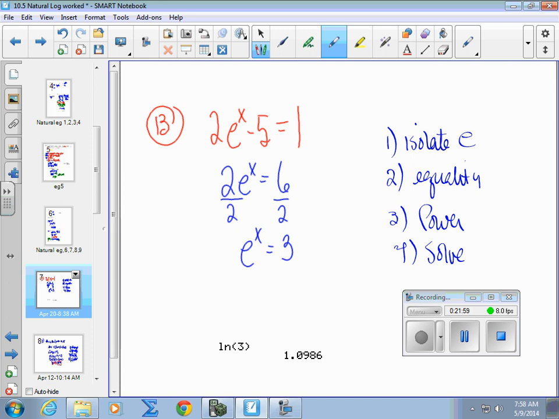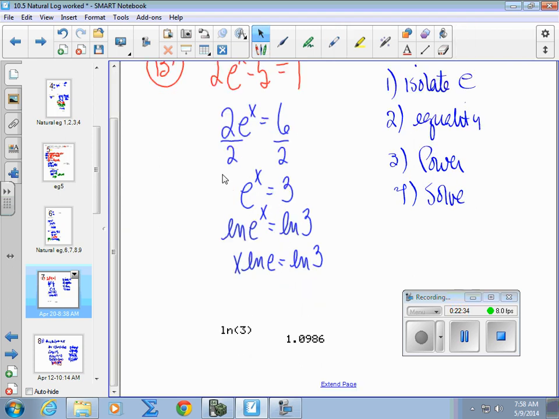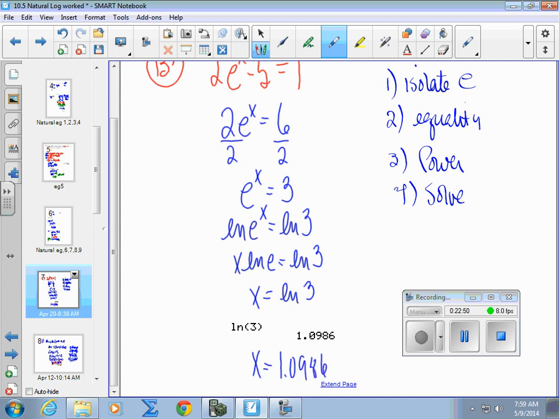So the next thing we want to do is use the equality property. ln of e raised to x equals ln of 3. I usually use base e for all of my problems, unless it specifically calls for base 10. So I have x times ln of e is equal to ln of 3. Remember that ln of e is equal to how much? 1. So ln of e is equal to 1. So this is x is equal to ln of 3. You plug that in your calculator and you'll get that x is equal to 1.0986. Everybody okay with that one? All right.